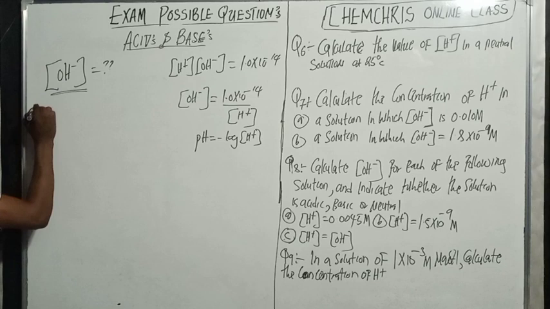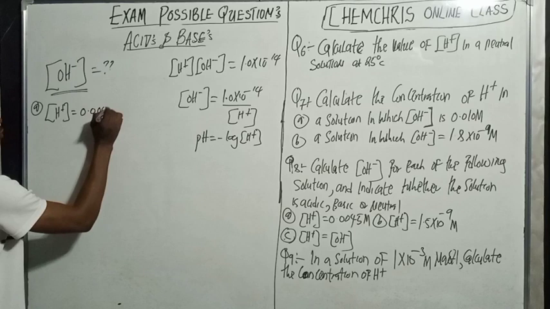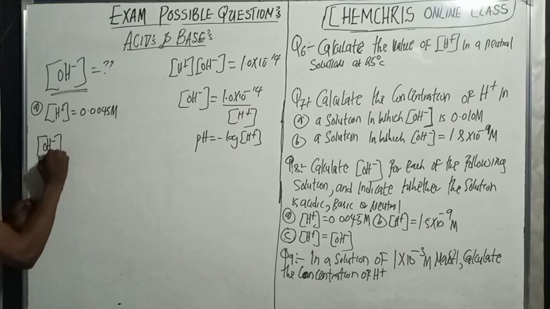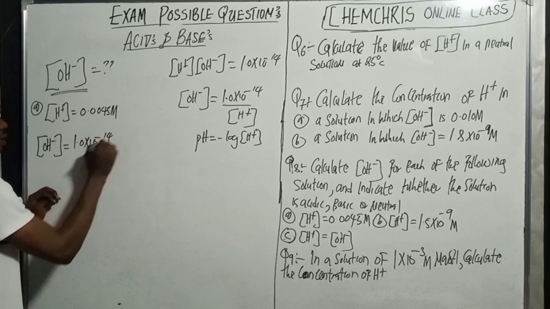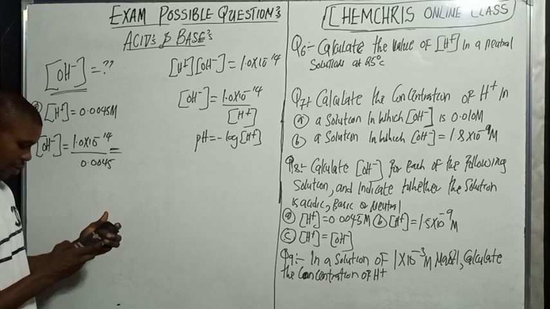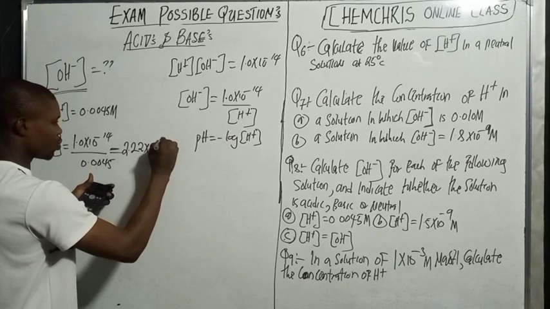So it means that if I want to calculate my OH minus here, now for A, my H plus concentration is given to me as 0.0045 molarity. So I want to use this formula here. To calculate OH minus concentration, OH minus equals 1.0 exponential minus 14 over 0.0045. So here we have 1.0 exponential minus 14 divided by 0.0045. So here we have 2.22 exponential minus 12.